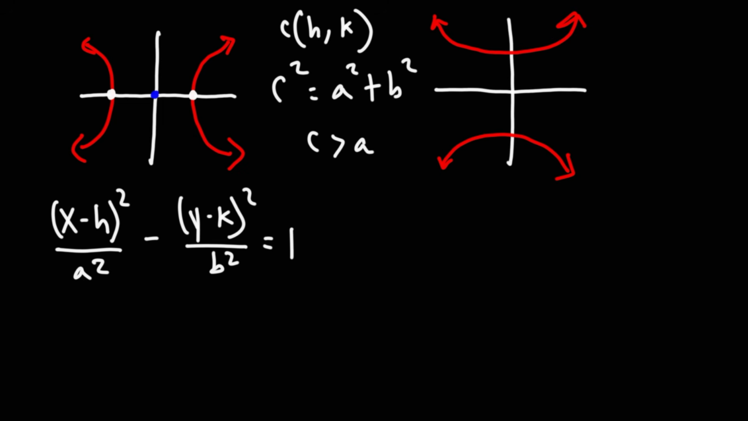So this here is a, the distance between the center and one of the vertices. And the focal point is going to be where the hyperbola opens up towards. The distance between the center and the focal point, that distance is c. As you can see, c is larger than a.